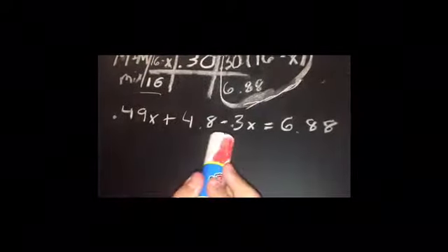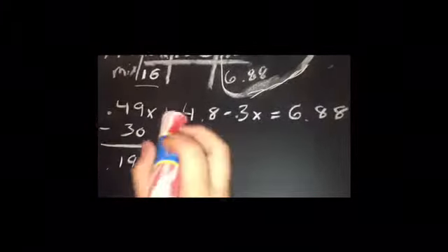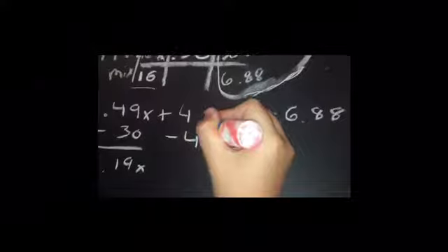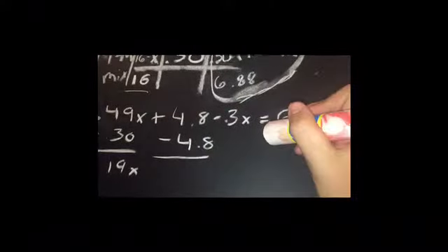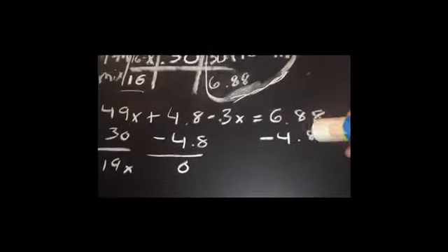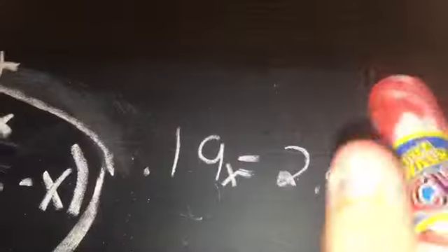Okay, so like in all equations, we want to combine like terms. So we know that we have x and x, but right here we have 0.49x and we have negative 0.3x. So when we combine that, we get 0.19x. And what you've got to do in here, you want to eliminate this to get over here. And like what you do to one side, you've got to do to the other. So you get 2.08.